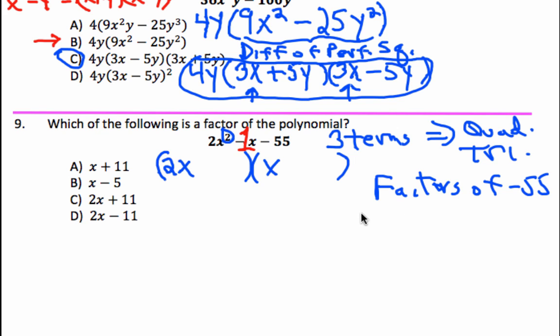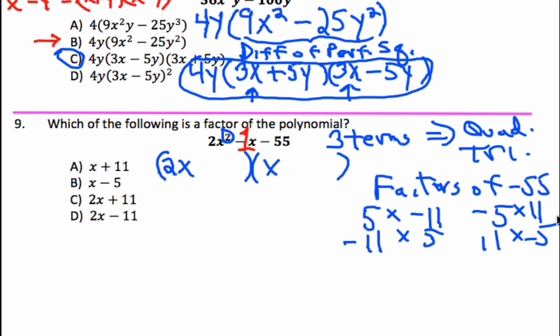Okay, so the possibilities will be 5 times negative 11. Remember, we need a negative 55. Or negative 11 times 5, because the order matters. Or we could put the negative onto the 5 instead of negative 11. So we have negative 5 times 11. Or 11 times negative 5. Okay, so let's try 5 times negative 11 and see whether that pair works.